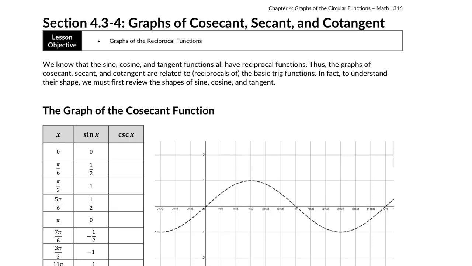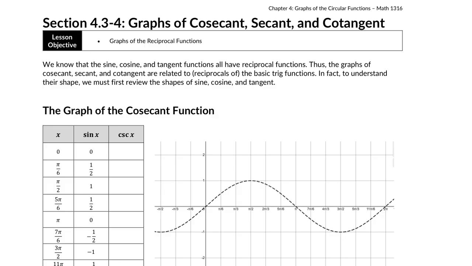Last class, we looked at the graphs of sine, cosine, and tangent, and we talked about their attributes, and we started to highlight the different things that can be transformed on those graphs. We're going to do the same thing today for the reciprocal functions. And since secant, cosecant, and cotangent are all reciprocals of sine, cosine, and tangent, their graphs will also be reciprocals of these basic trig functions.